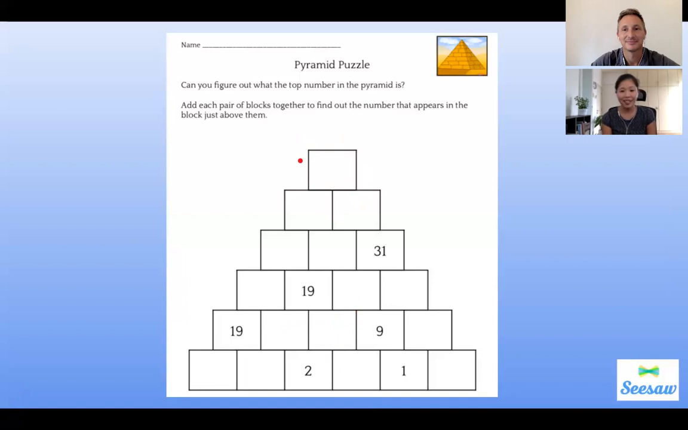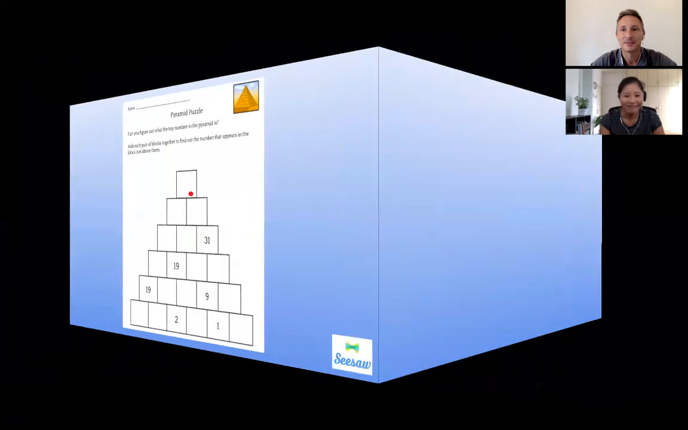So this is a little warm-up, but it's a fun addition activity. And this is going to be your first Seesaw activity. Looks like a fun one. Can't wait to see your answers for that one. All right, and so we will continue here.